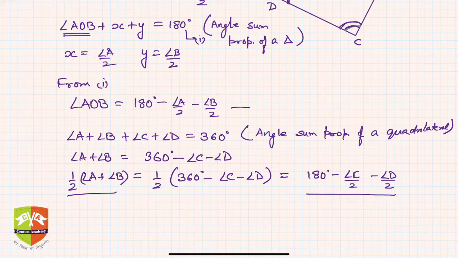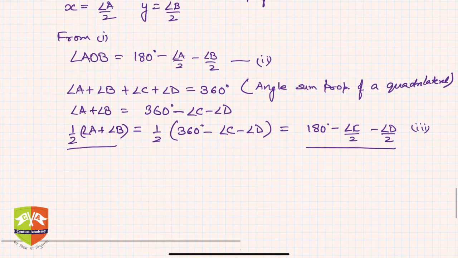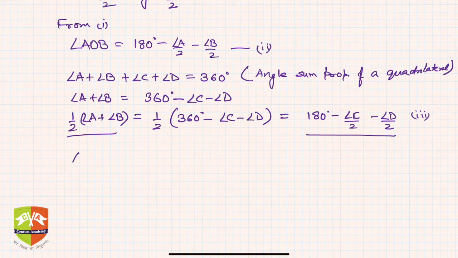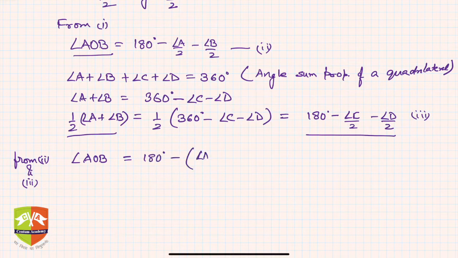Now let's say this equation was 2 and this one is 3. Now you simply deploy 3 in 2, right? So what will it become? From 2 and 3, angle AOB is equal to 180 degrees minus A by 2 minus B by 2, which can be written as minus angle A by 2 plus angle B by 2. The minus sign is common, which is nothing but 180 degrees minus half times angle A plus angle B. Correct? I took 1 by 2 common.